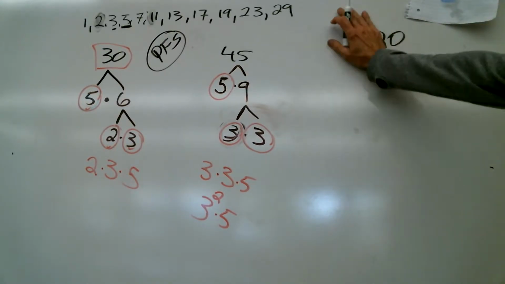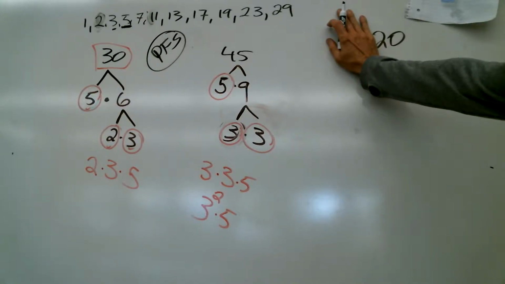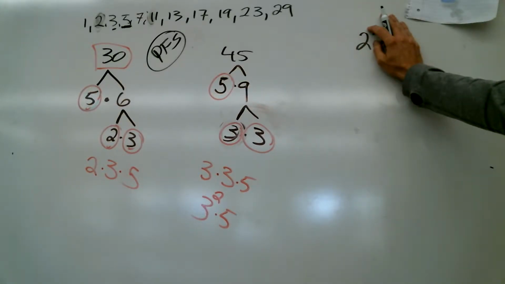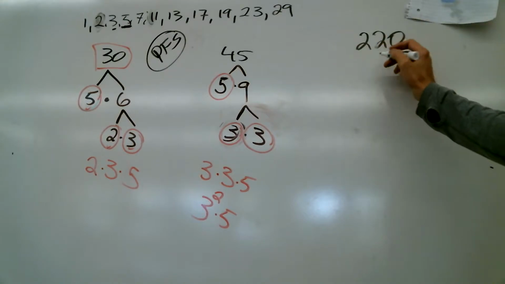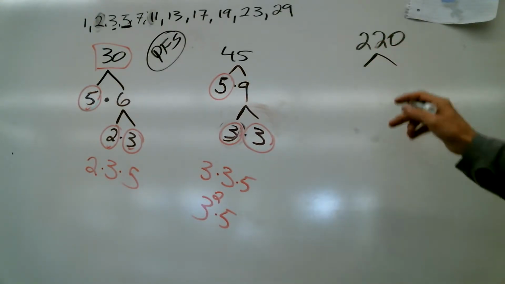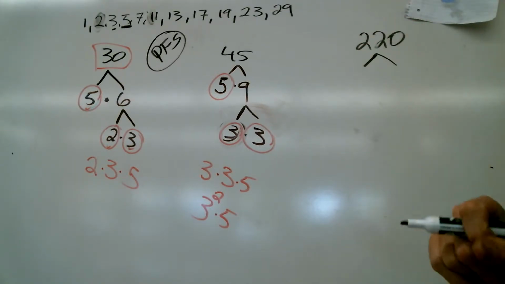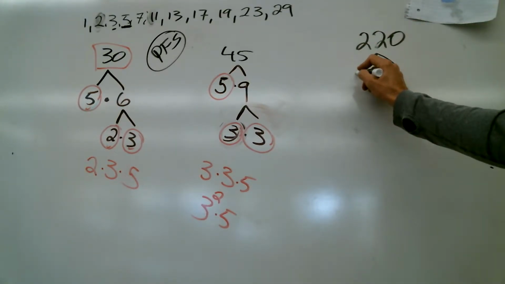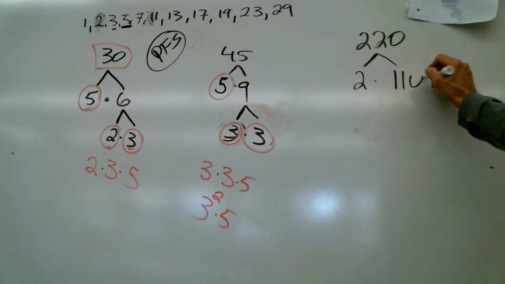So let's do a really big one, 220. So remember, I can break this down. Half of 20 is 10, half of 2 is 1. So I could break this down pretty quick. If you need your calculator, use it. The goal is to be able to prime factor in your head. So let's do this one, 2 times 110.